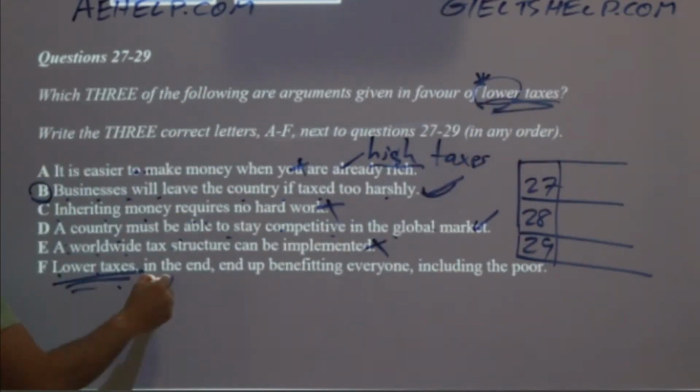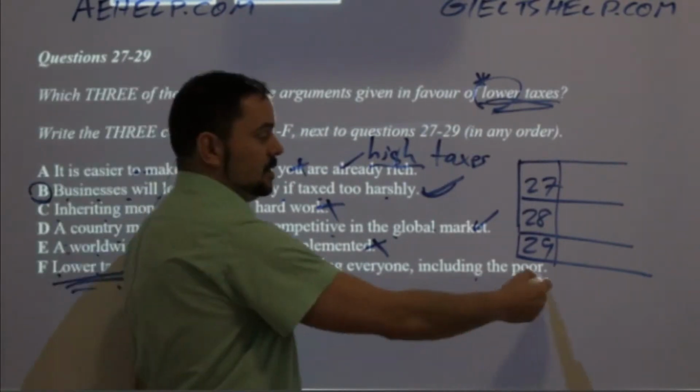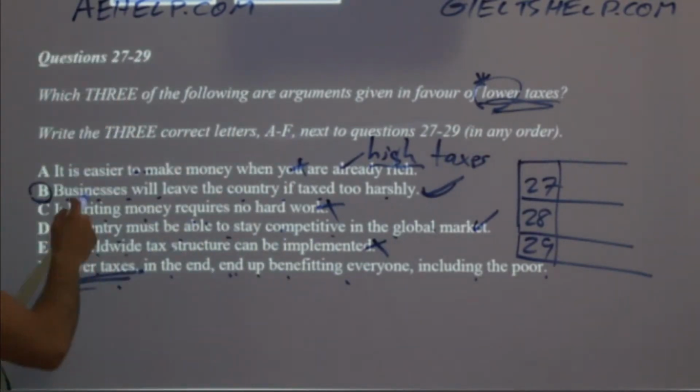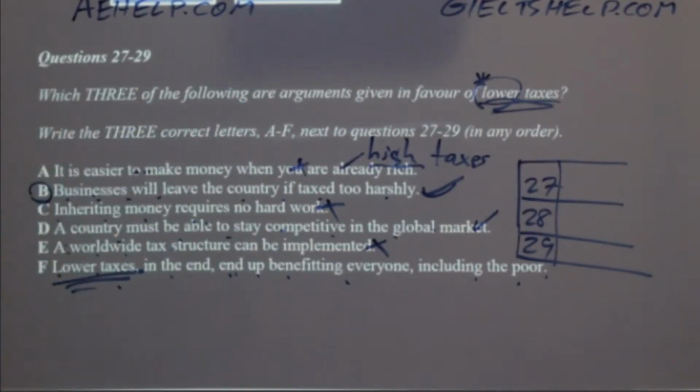Lower taxes, in the end, benefit everyone, including the poor. Yeah, and that's the argument. That's kind of the argument here, right? So when businesses can survive, they can provide jobs, so it's helpful for the poor as well. So the correct answers here were B, D, and F.